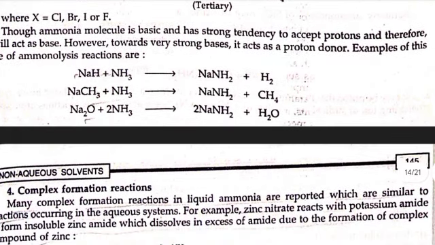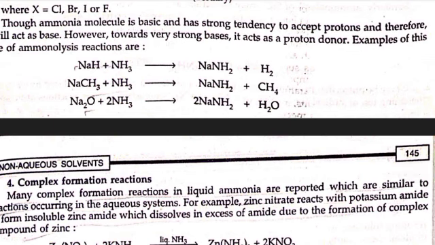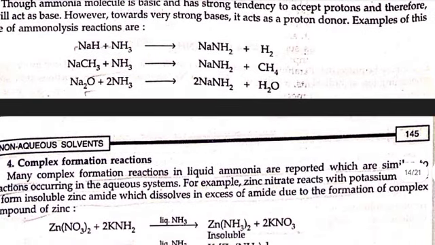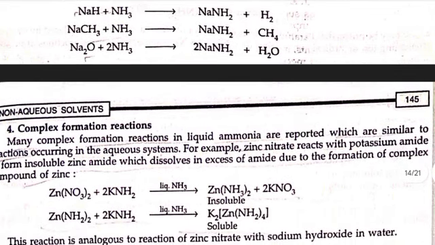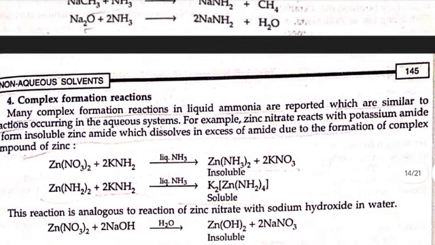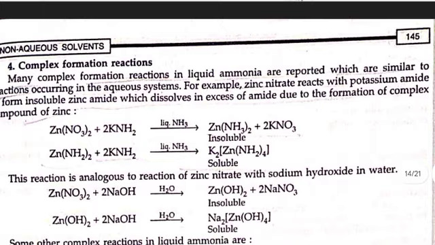Thus, the ammonia molecule is basic and has a strong tendency to accept protons and therefore it will act as a base. However, towards very strong bases, it acts as a proton donor. Examples of this type of ammonolysis reaction are sodium hydride plus ammonia gives NaNH2 plus H2. NaCH3 plus NH3 gives NaNH2 plus CH4. Na2O plus 2NH3 gives 2NaNH2 plus water.